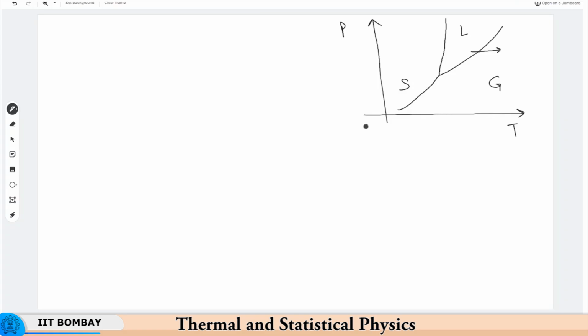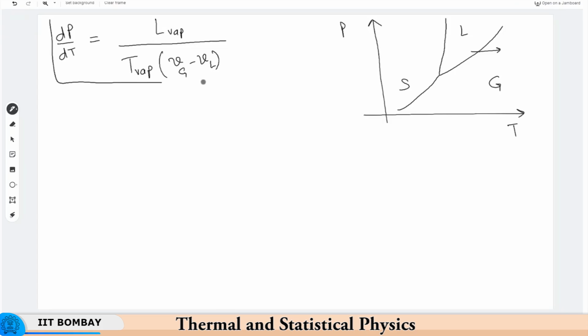So, you are vaporizing your liquid, in which case dP/dT, this is the Clausius-Clapeyron equation we are just rewriting, is given by the latent heat of vaporization, divided by the temperature of vaporization times the specific volume in the gas phase, which is the final phase, minus the specific volume in the liquid phase, V_L. This is the liquid to gas transition, essentially vaporization.